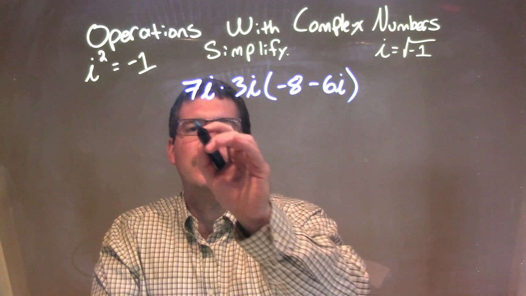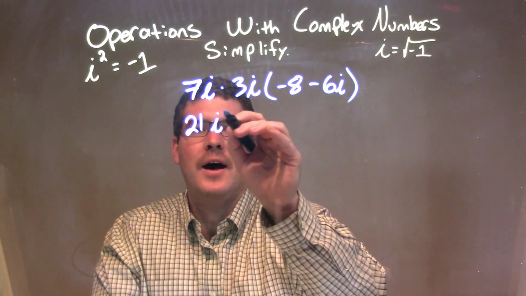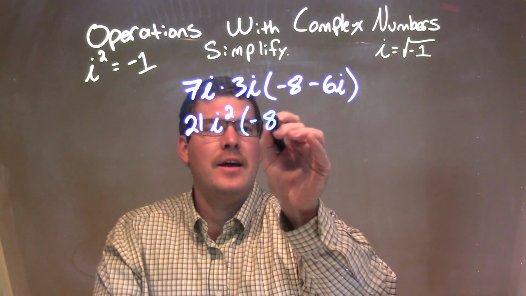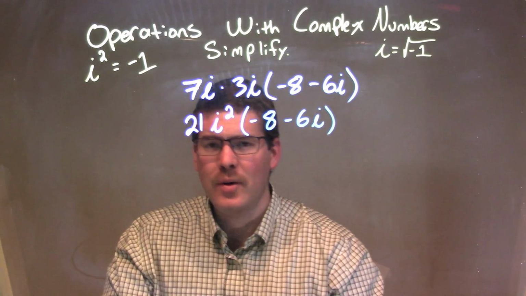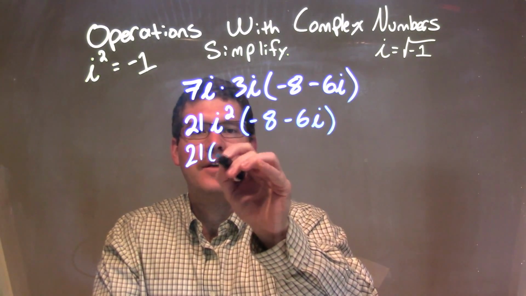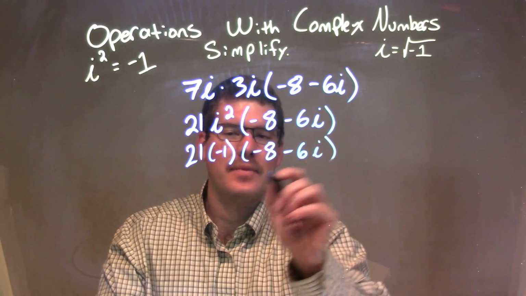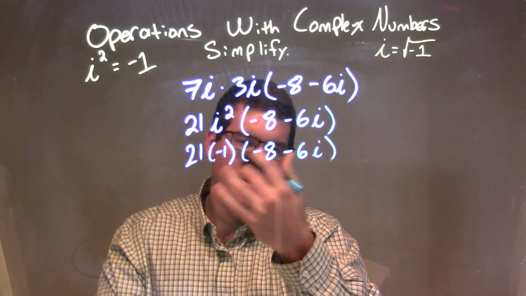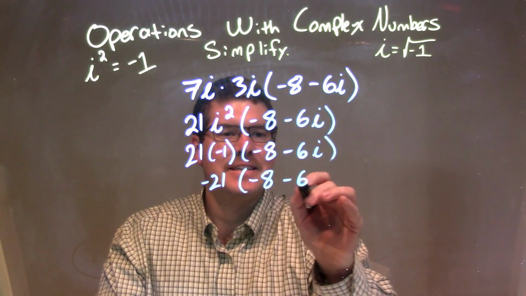So 7 times 3 is 21, and i times i is i squared. So we have 21i squared here. Then we have a negative 8 minus 6i inside the parentheses. Well, i squared we know is a negative 1. We need to convert that. So we have 21 times a negative 1 times a negative 8 minus 6i. Well, 21 times negative 1 is a negative 21. So we have negative 21 out here times negative 8 minus 6i.